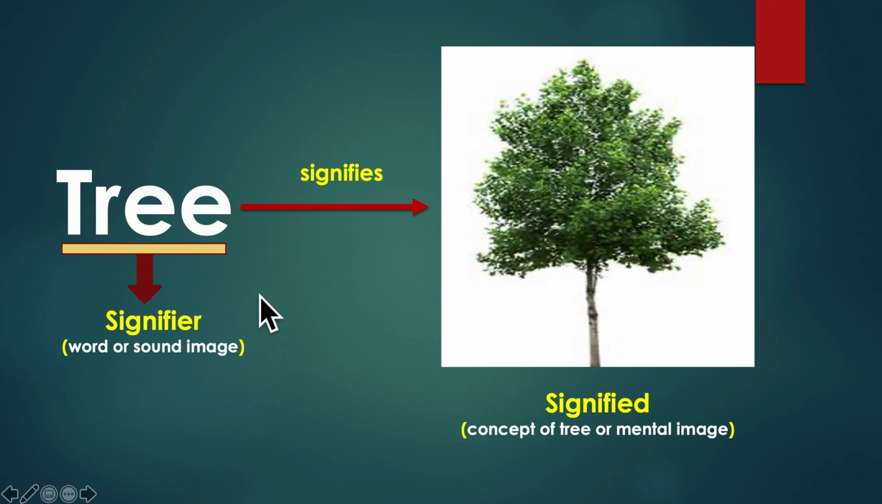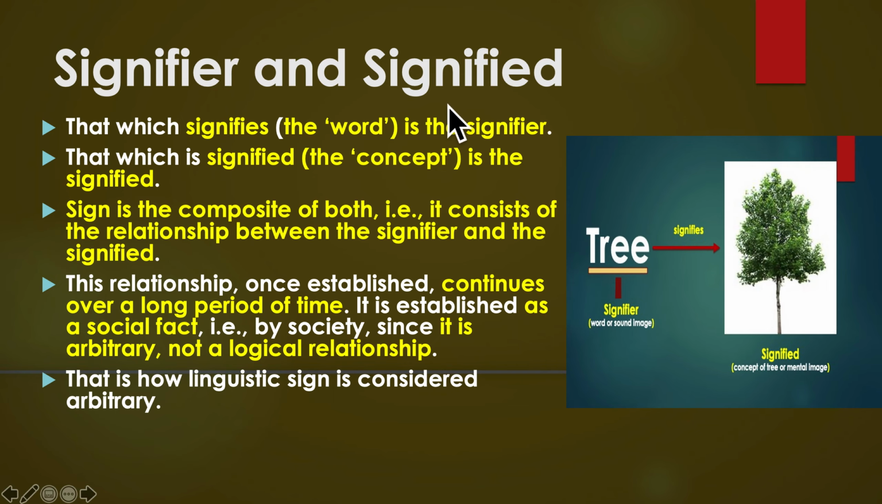So what is signifier? Signifier is the word. Signifier is the sound image of something, and this sound image processes in your thought and gives you the picture of something in your mind. That is the mental image, that is the concept of tree, that is what is signified. Go to the next. Signifier and signified, further explained.